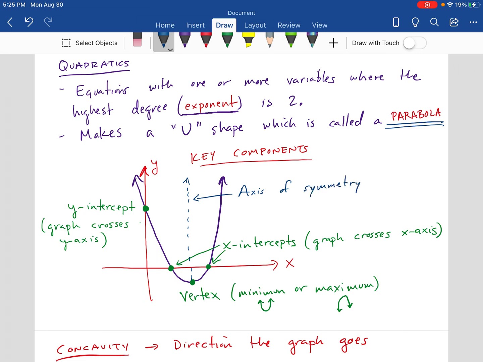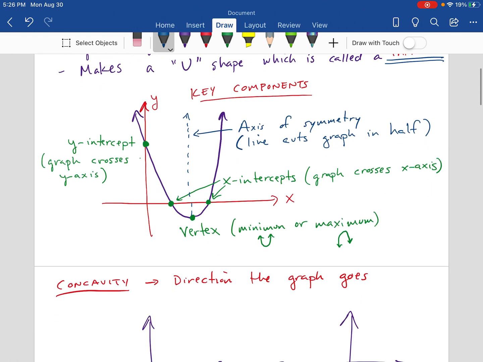If you think of the word symmetry, it means like a mirror image. It has to be identical from one side to the other. Like if I draw a line in the middle of my face, it will be symmetrical on the left side and on the right side. That is the axis of symmetry. It literally is a line that cuts your graph in half.